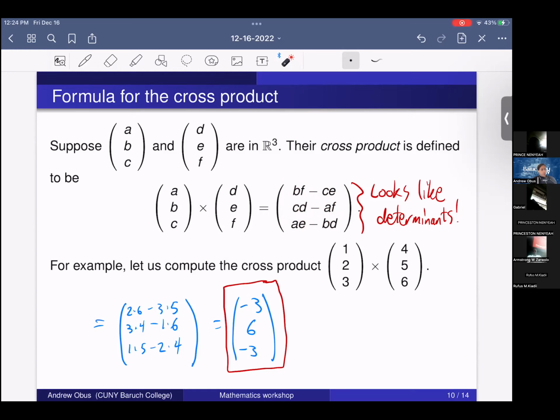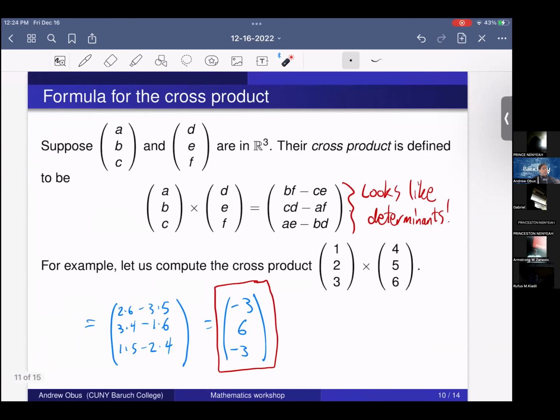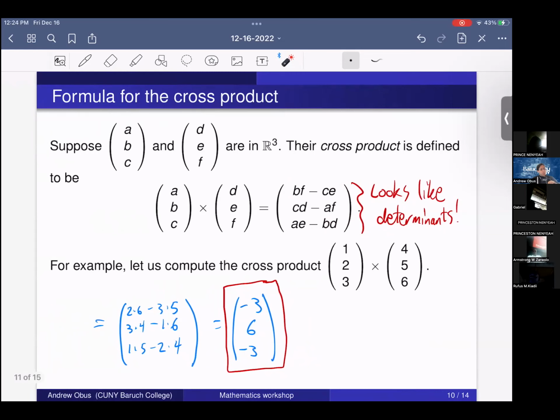Okay. Yes, Princeton? Is there another method here for the cross product? Yeah, there's another method that I'm going to show you. This formula is not so easy to remember, so this next method shows why this makes sense, and why it's not just random.